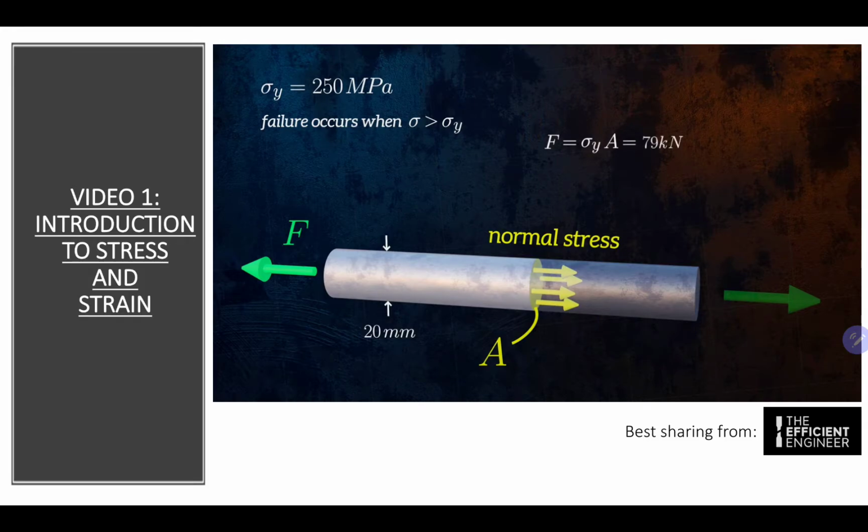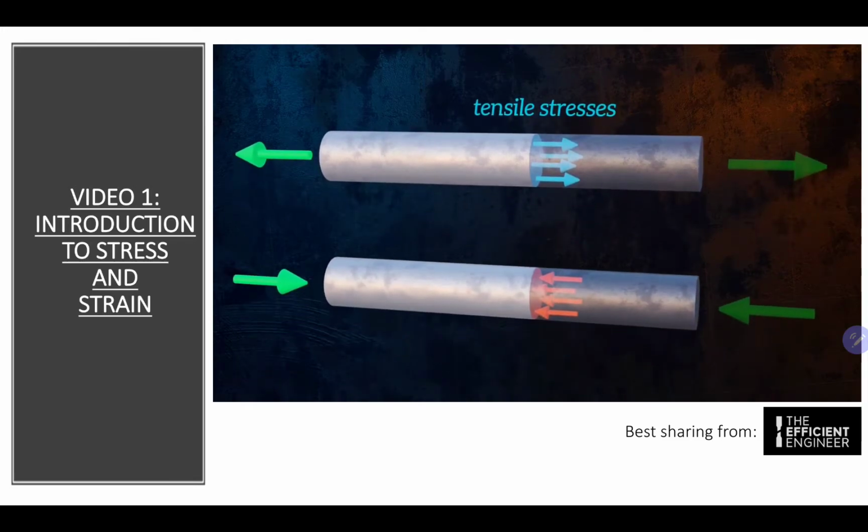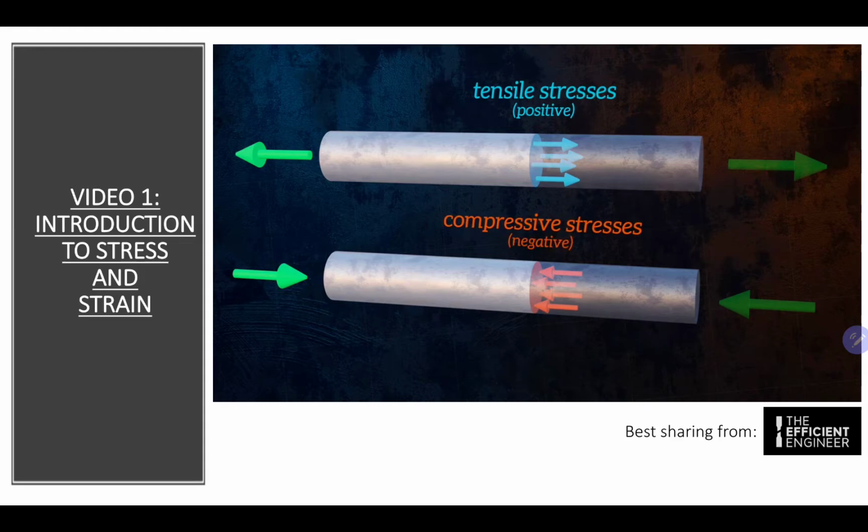Normal stress can be either tensile or compressive. In this case, the stress is tensile because the forces are stretching the bar. If the forces were trying to shorten the bar, we would have a compressive stress. The sign convention that is normally used is that tensile stresses are positive values and compressive stresses are negative values.